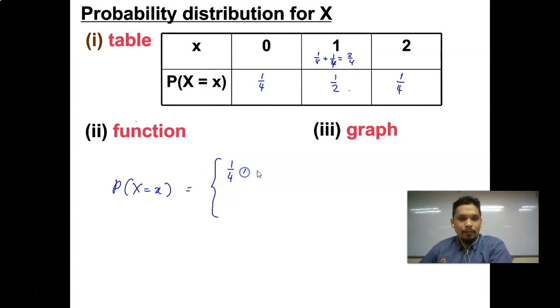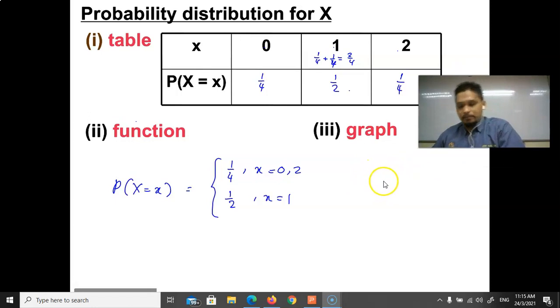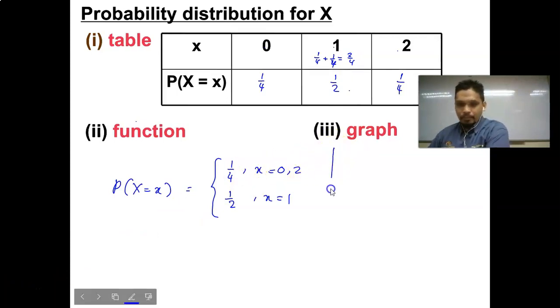It is 1 over 4 for x equal to 0 and 2, and then 1 over 2 when x equal to 1. And then, using the graph.